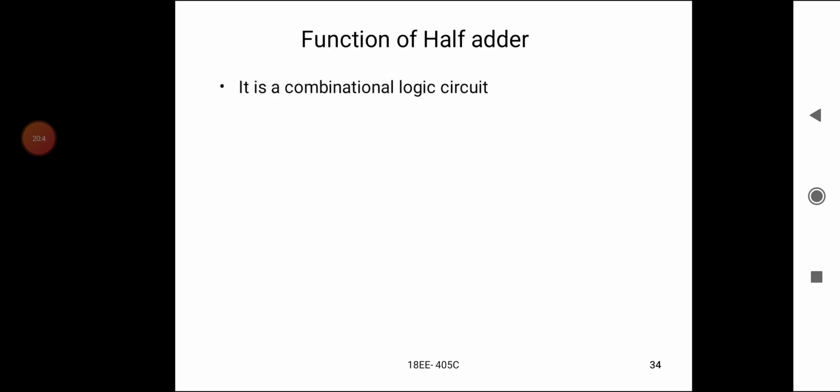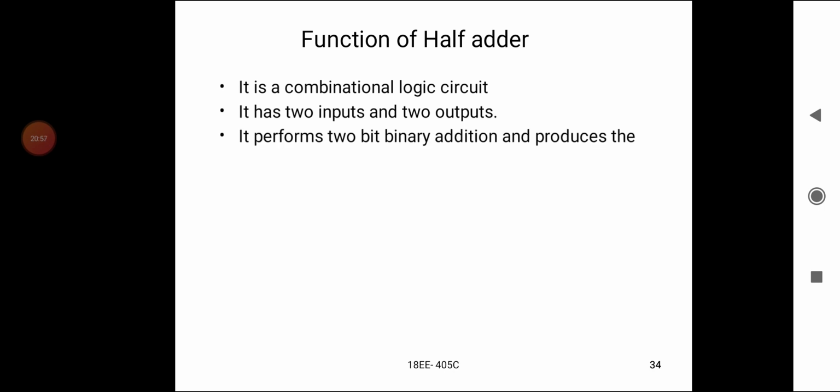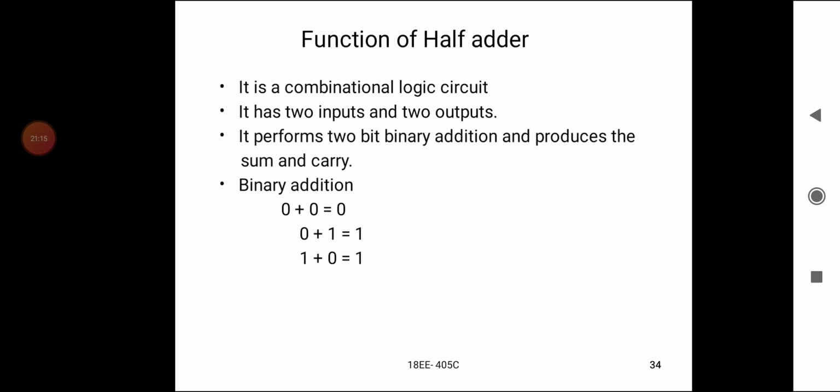The half adder is a combinational logic circuit. It has two inputs and two outputs. It performs 2-bit binary addition and produces the sum and carry. Binary addition: 0 plus 0 is 0, 0 plus 1 is 1, 1 plus 0 is 1, 1 plus 1 is 10.